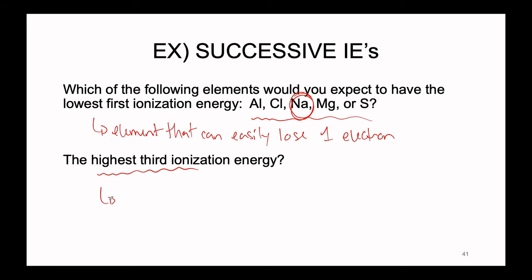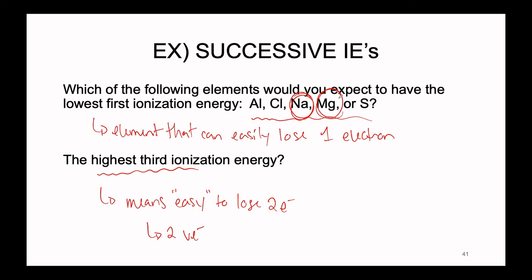Which of the elements in our list is going to have the highest third ionization energy? Well, another way to think about this: if the third ionization energy is the highest, what this means is that it was easy, and again, I'm putting this in quotes because we do have to put some energy in, it means it's easy to lose 2 electrons. So in order for an element to easily lose 2 electrons, it's going to have 2 valence electrons. The element on the list that has 2 valence electrons is magnesium.